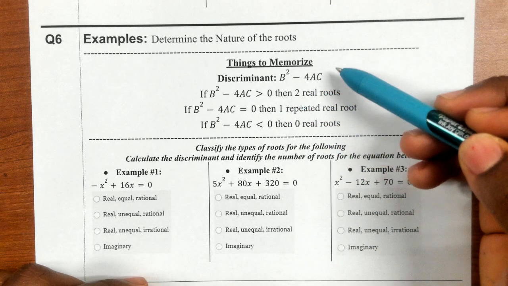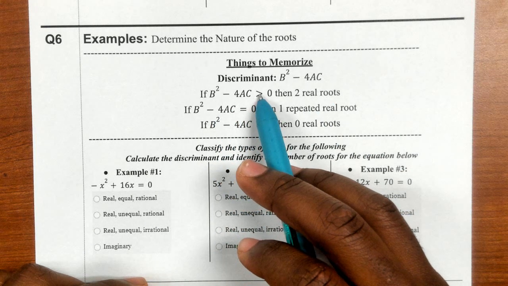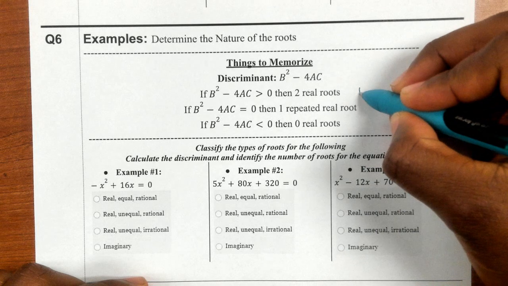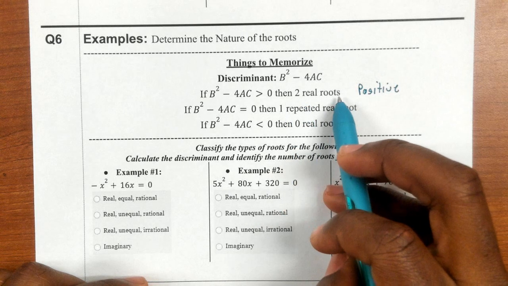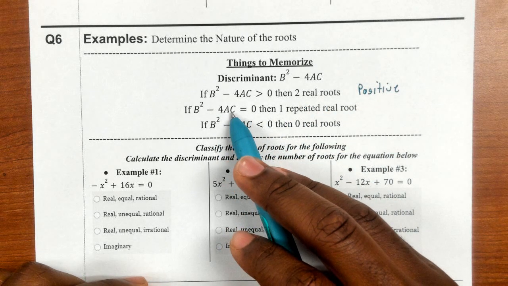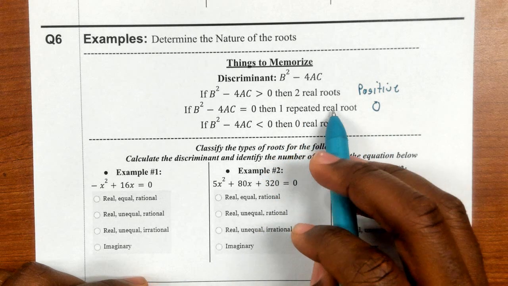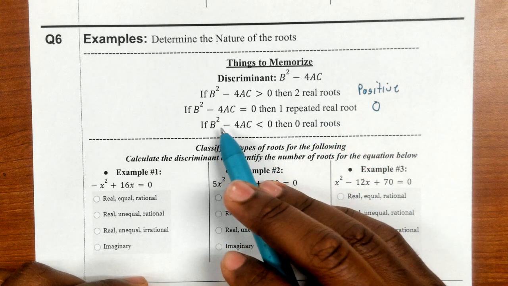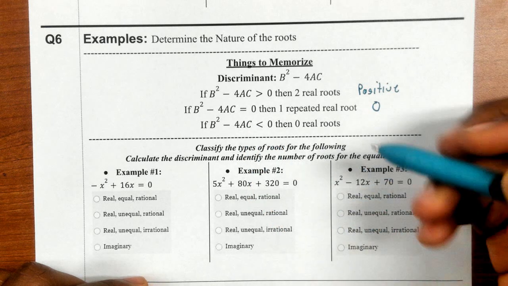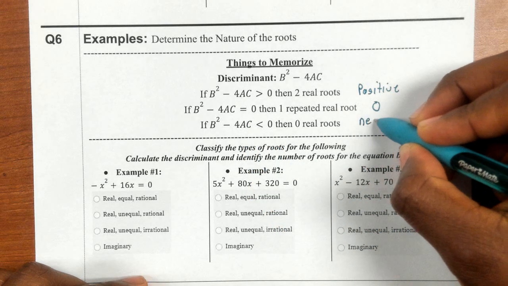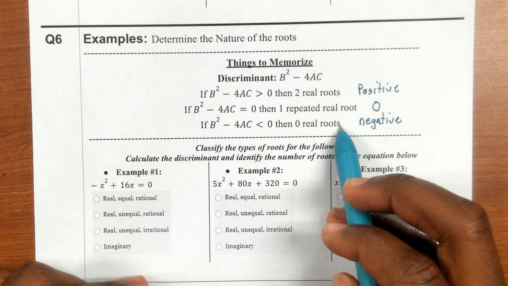Your discriminant tells you a few things. If you calculate your discriminant and your answer is greater than 0, and all numbers greater than 0 are positive numbers, that means you have 2 real roots. If it's equal to 0, then you will have 1 repeated real root. And if your discriminant value is less than 0, all numbers less than 0 are negative numbers, that means you have 0 real roots.